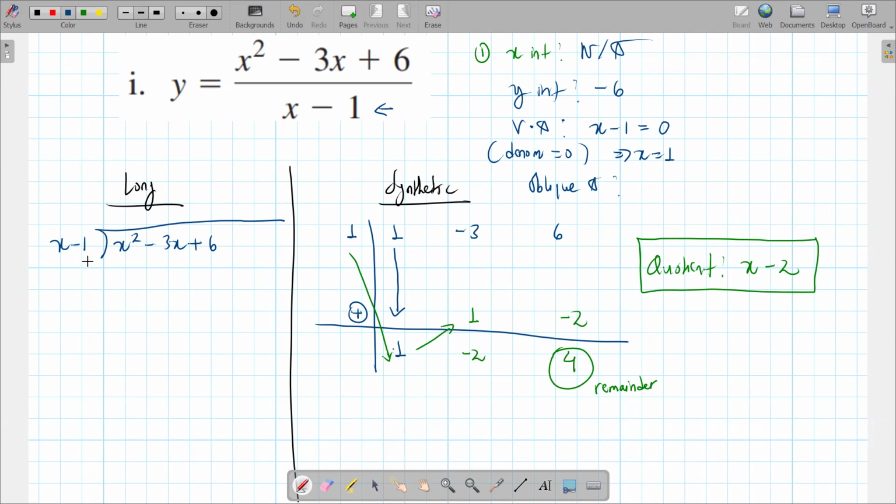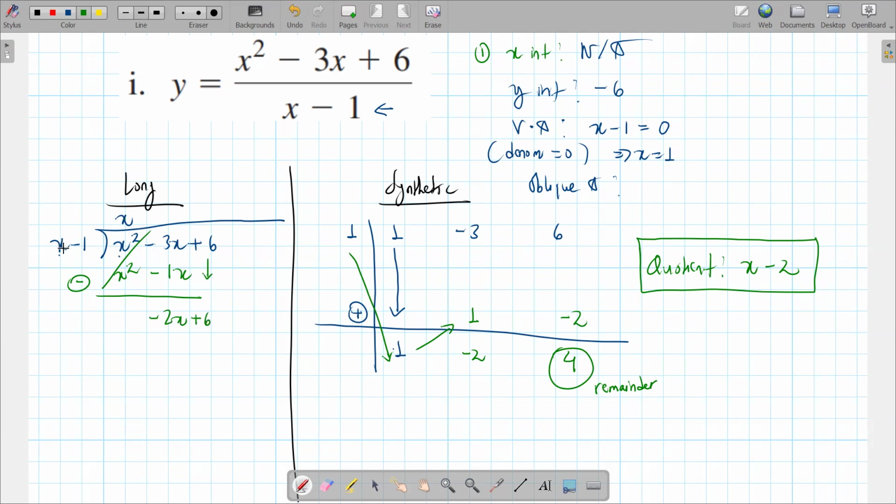Now the long division method. Sometimes you have to do this if your divisor is more than degree 1. You want to ask yourself, what do I multiply by x to get x squared? X, and then you do x times x, x squared, x times -1, -1x. Here, instead of adding like we did in the synthetic, we subtract. X squared minus x squared gone. -3x plus x is -2x. Once you cancel out something, you're allowed to bring the next guy down.